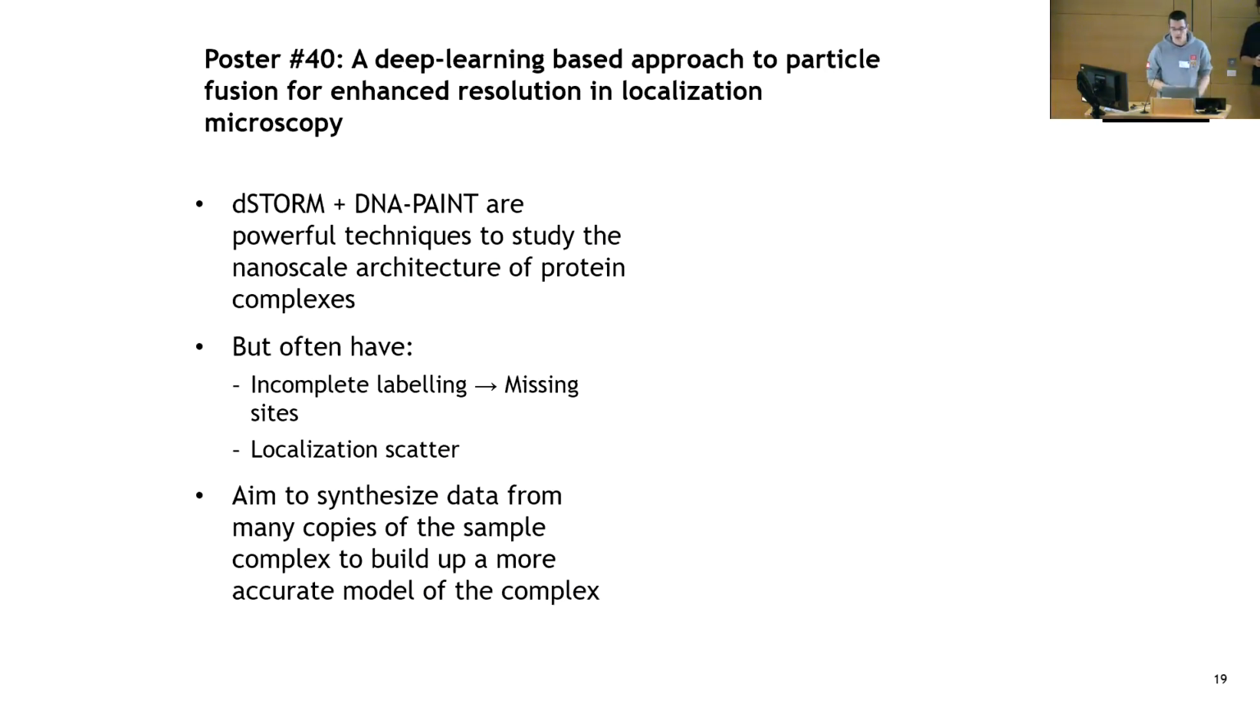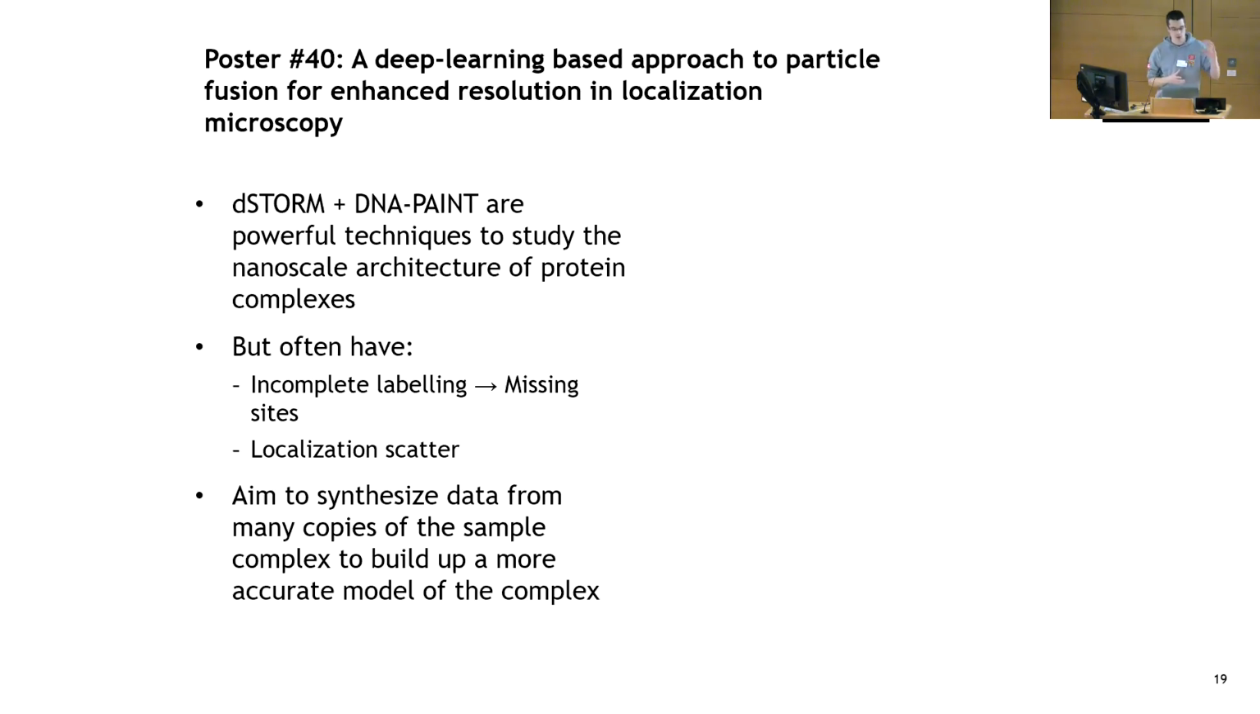Hello, I'm Dan Stedman, so I'm a PhD student here at the CRIC. I spend most of my time doing experimental work with a couple of techniques that are super resolution microscopy techniques, so DStorm and DNA Paint. And these techniques are really powerful to study the nanoscale architecture of protein complexes. But one of the problems that you run into is that you often have incomplete labeling. So you have missing sites in your protein architecture on just one copy of your protein complex, and you also have issues with localization scatter because there's some imprecision in your experiment.